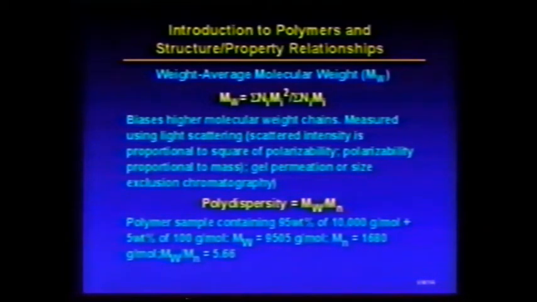So a very narrow molecular weight distribution will have Mw over Mn close to 1. In fact, a lot of biological polymers, polypeptides in particular, and you'll hear more about that from Professor David Terrell, but a lot of polypeptides, for example, have molecular weight distributions that approach 1.00. They're really very precisely controlled in terms of their structure.